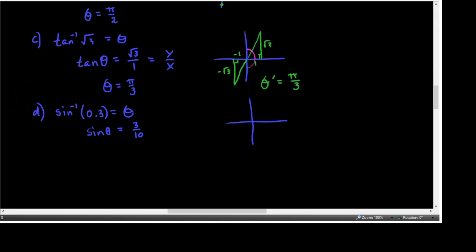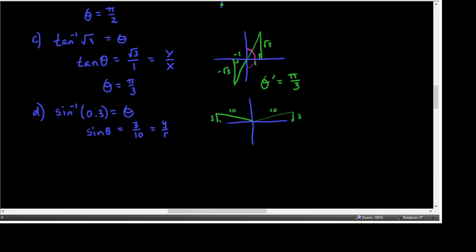That could happen because, oh, sorry, I forgot to write the definition. Because sine of theta is y over r. That could happen here, where this is 3 and that's 10. Or it could happen here, where that's 3 and that's 10.